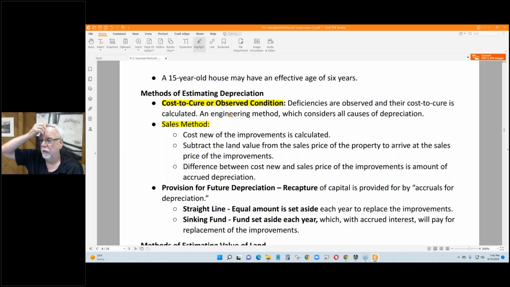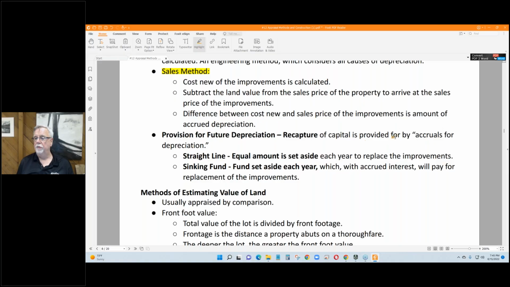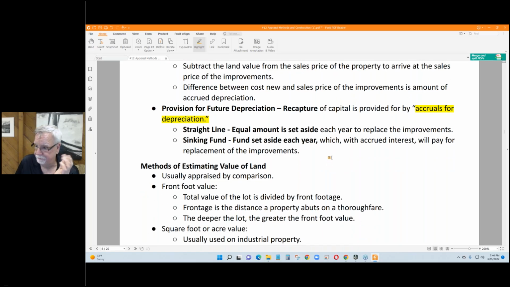What we would know is that that $500,000 drop in value from a new building to a used building is the amount of accrued depreciation. And we could calculate each year how much it's depreciating. And then we would use that as an example. Provision for future depreciation. This is called accruals for depreciation. Remember that 5% a year, because the building had a 20-year life, so it was 5% a year for 20 years. That's straight line. Sinking fund, that's that Inwood guy, where we put money aside every year that would pay for improvements when they need to be.